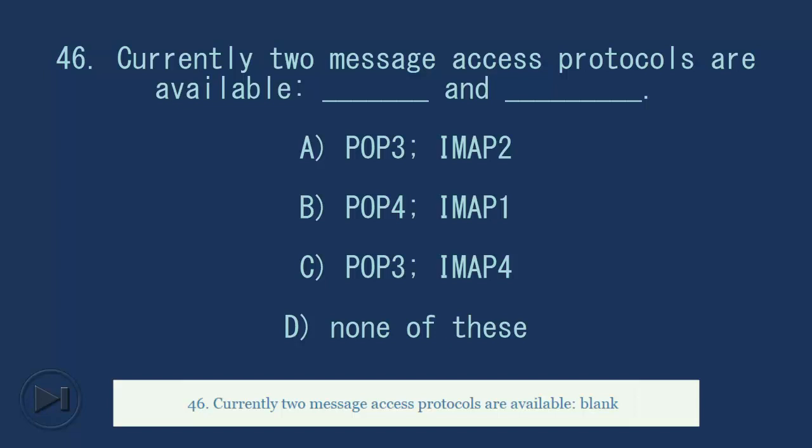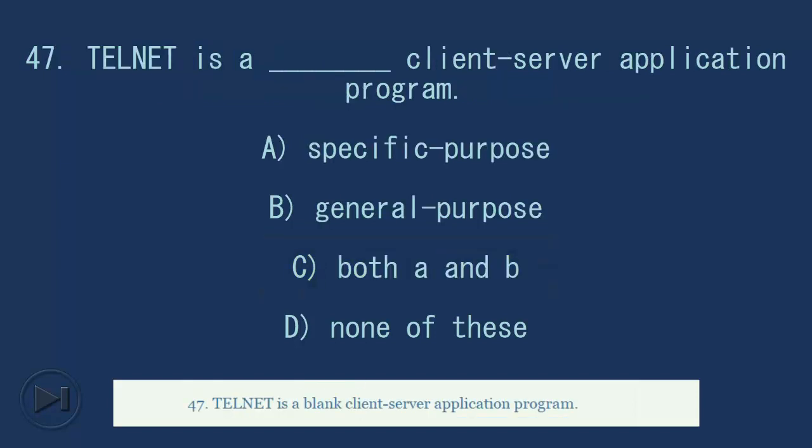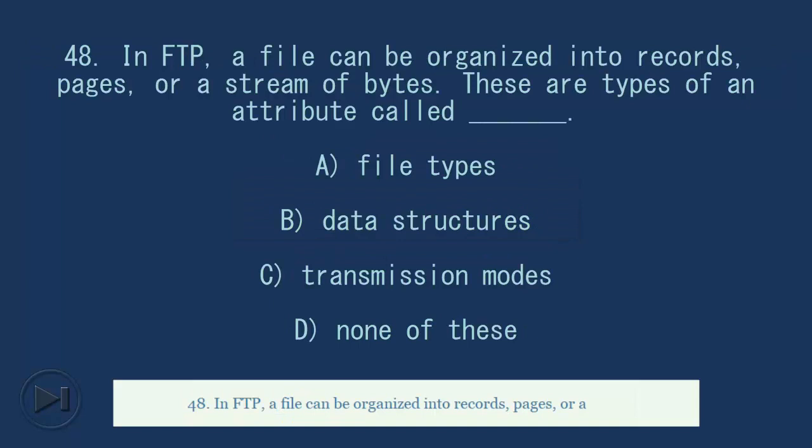Currently two message access protocols are available, blank and blank. A. POP3, IMAP2. B. POP4, IMAP1. C. POP3, IMAP4. D. None of these. Answer: C. POP3, IMAP4. 47. Telnet is a blank client-server application program. A. Specific purpose. B. General purpose. C. Both A and B. D. None of these. Answer: B. General purpose. 48. In FTP, a file can be organized into records, pages, or a stream of bytes.